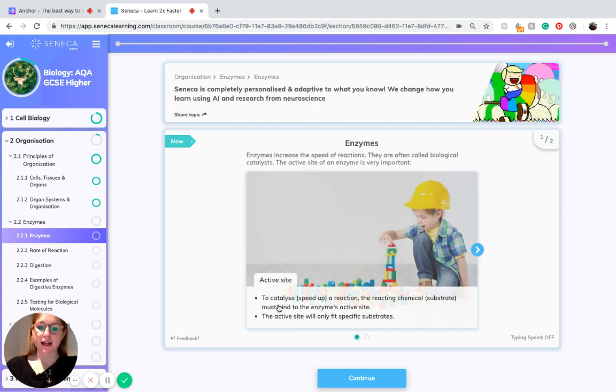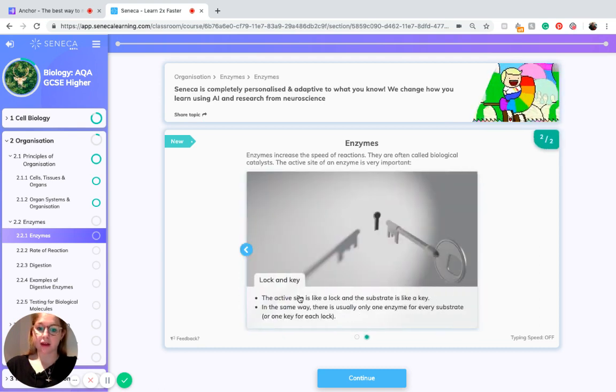The active site's role is, first of all, to catalyze or speed up a reaction. The reacting chemical is called the substrate, and this must bind to the enzyme's active site. The active site will only fit specific substrates. Lock and key: the active site is like a lock and the substrate is like a key. In the same way, there is usually only one enzyme for every substrate, or one key for every lock.